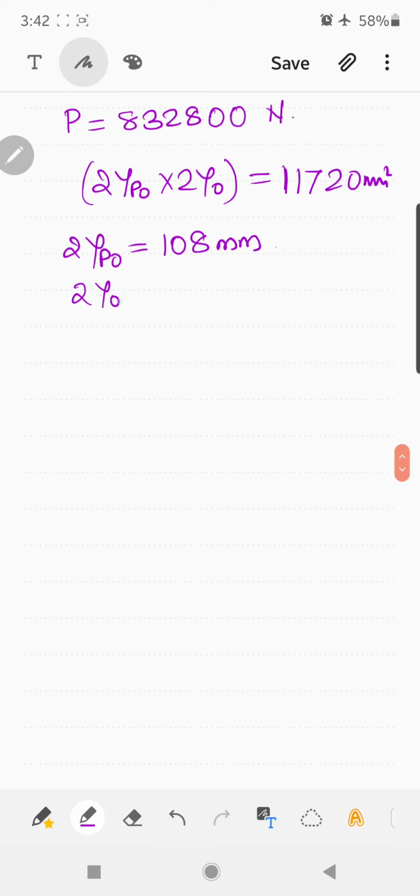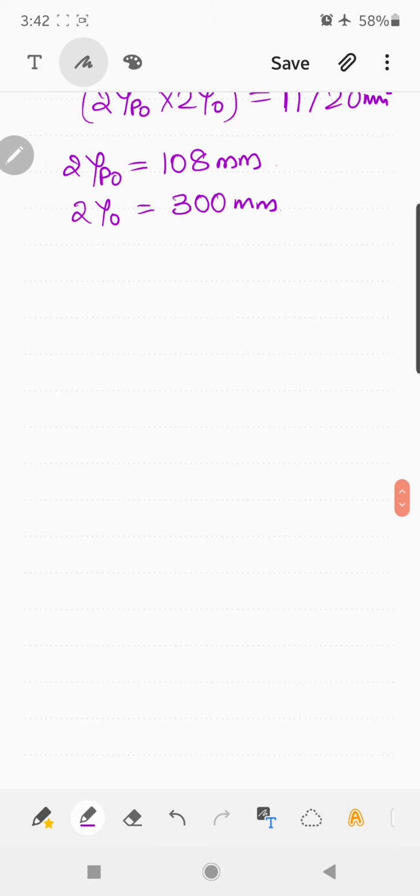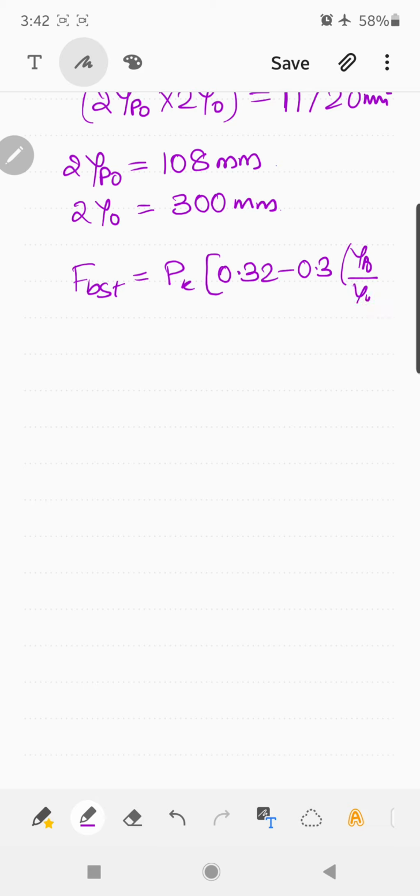So 2y0 is 300 mm. When you know 2yp0 and 2y0, calculate FBST: Pk into bracket 0.32 minus 0.3. The same problem you can solve in the Zielinski method also. Only thing is the FBST equation differs. If you substitute, you'll get 176.5 kilonewton as the FBST.